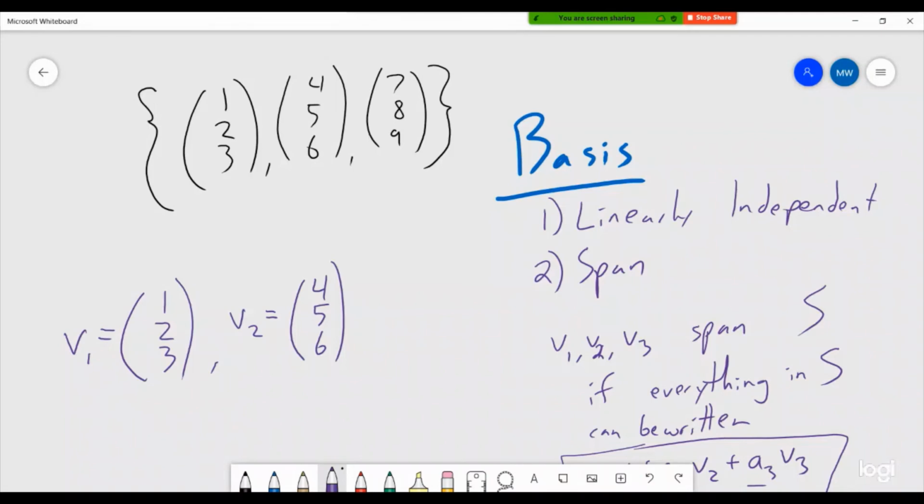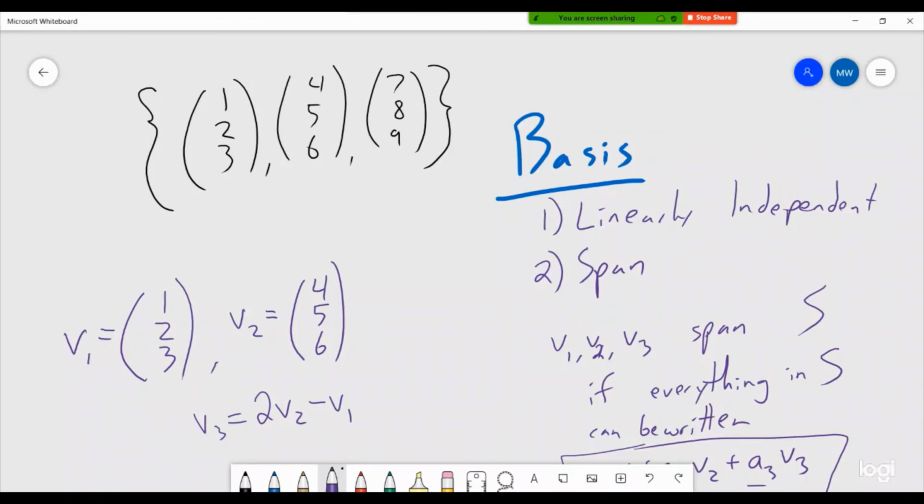So currently v1 and v2 are linearly independent vectors. But if we add v3, is that still going to be linearly independent? It turns out it's not, because we can write v3 as 2 times vector 2 minus vector 1. It's not something that you would see immediately, but it is there.